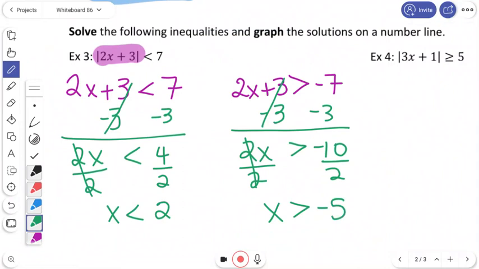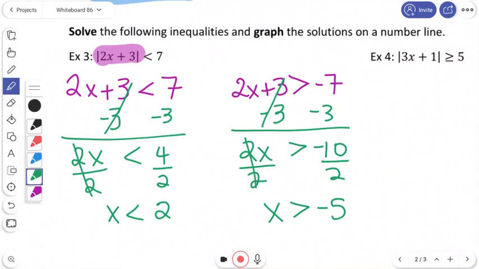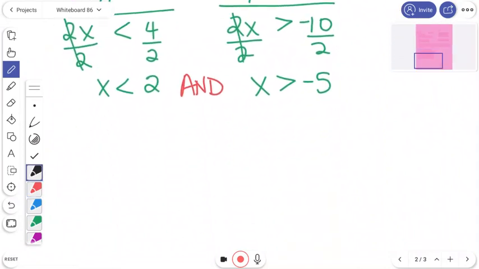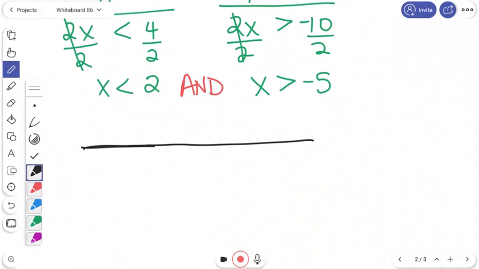Now, is this an "and" problem or is this an "or" problem? Our absolute value is less than. So it's definitely an "and" problem. So when we sketch this on our number line, we have a negative 5. We have a positive 2. If you want to put 0 in there somewhere, go for it.